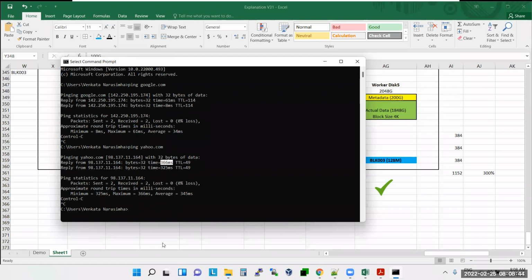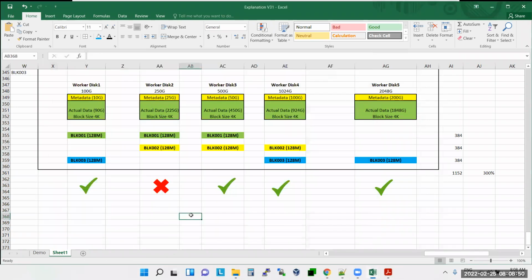Obviously I'll go to Google now. Got it? Okay, so that's how I decide. When I have 3 disks, I will ping each disk and compare the response time. Who is responding to me fast? I'll go to that disk. Very simple.